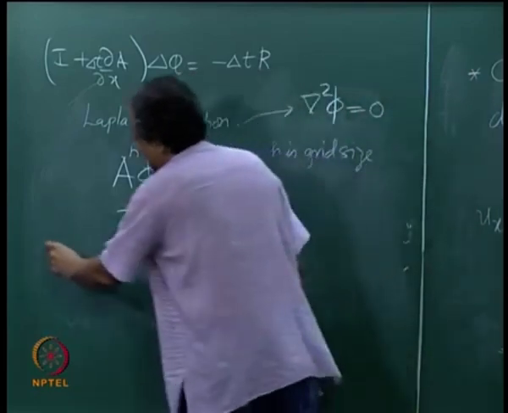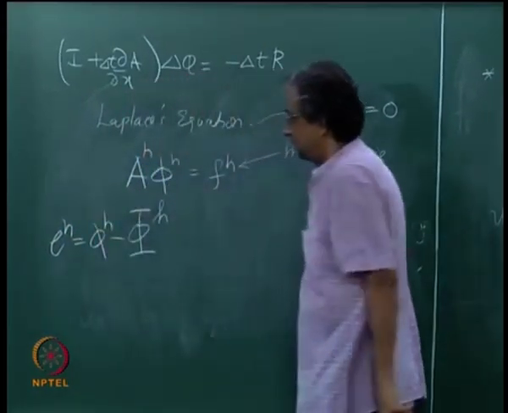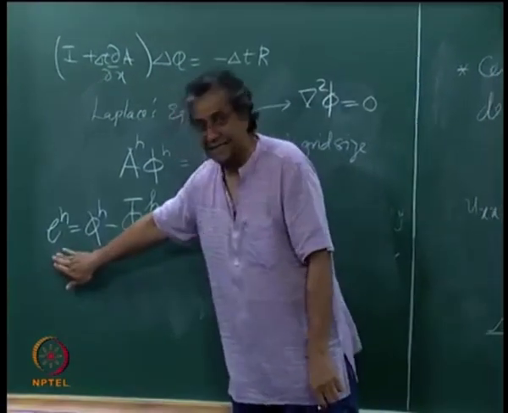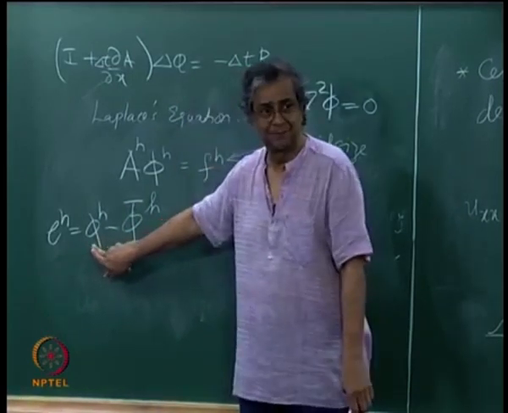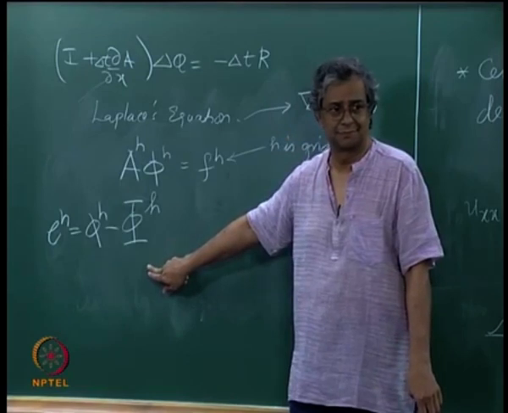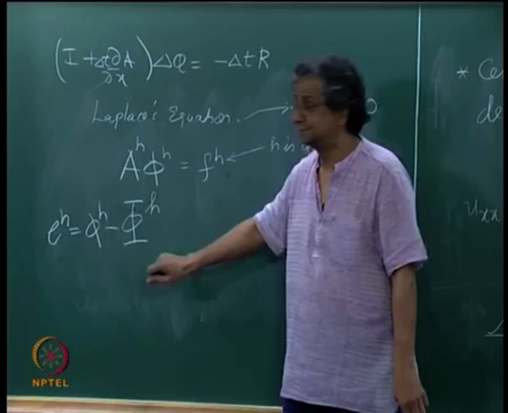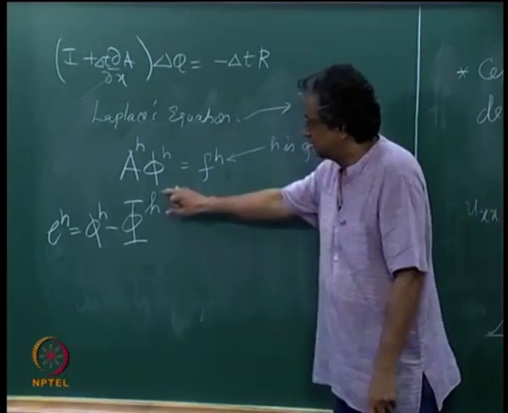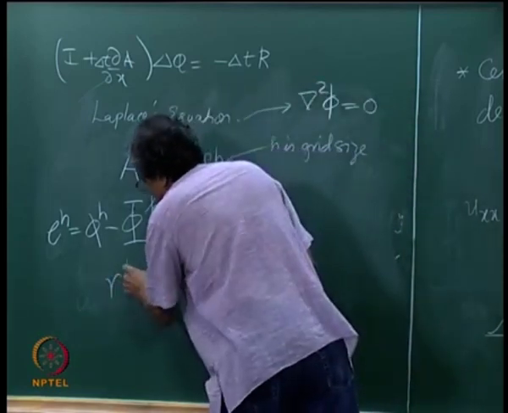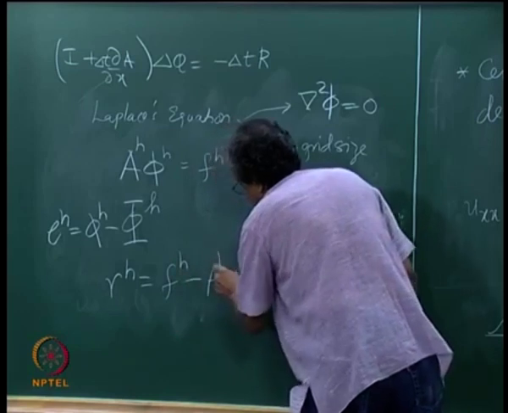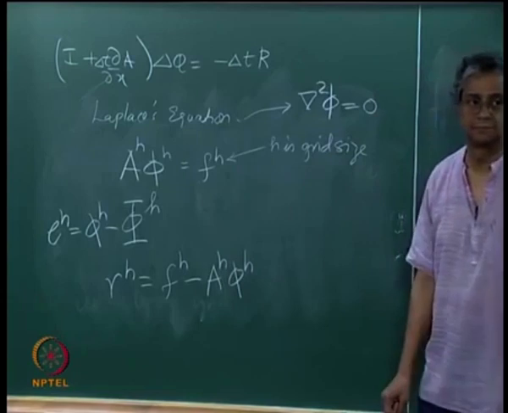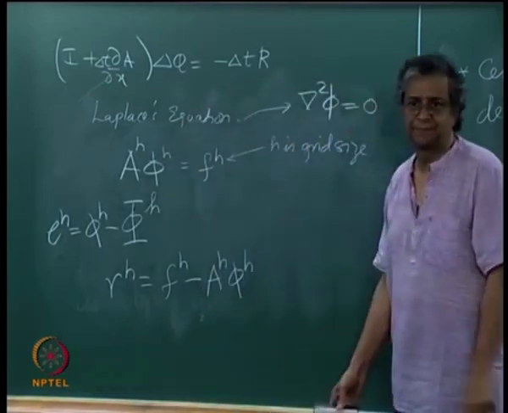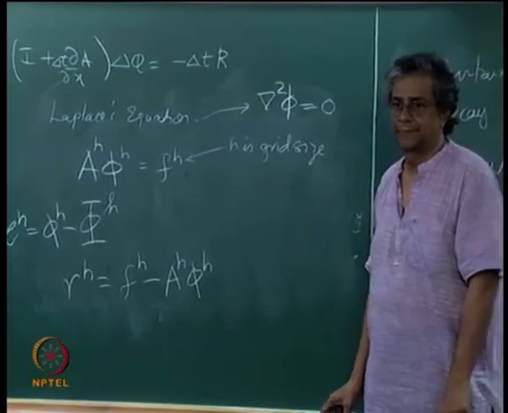okay. And in order to get to where I want to go, since I already know where I am headed, I am going to do this in steps. I am going to define an e h, which is an error, which is the phi h which I seek minus capital phi h which I have guessed. Is that fine everyone? Okay, right. I will also define the residue r h as f h minus A h phi h. Is that fine? Okay.